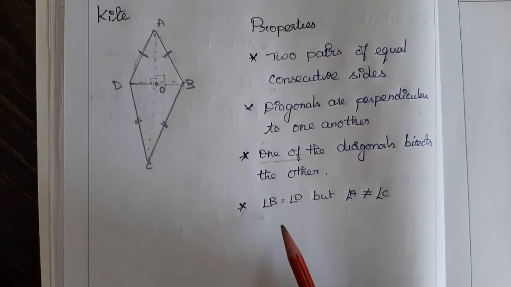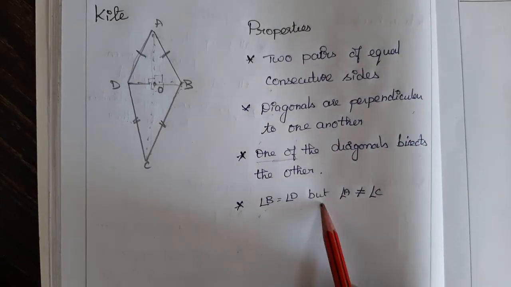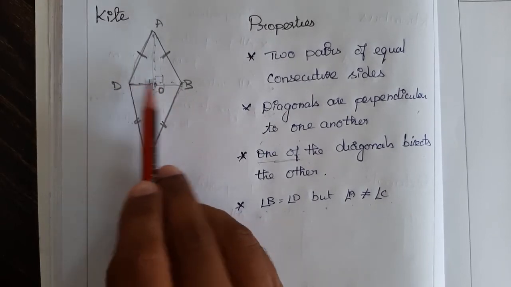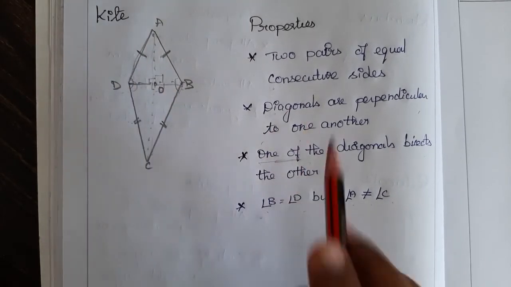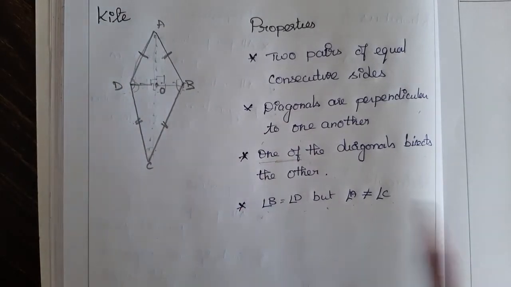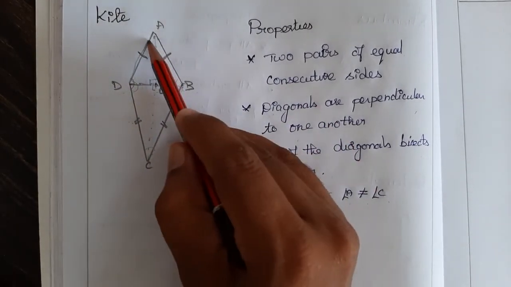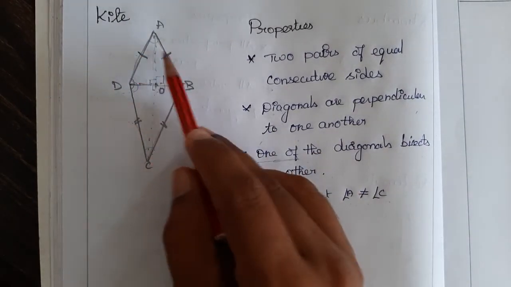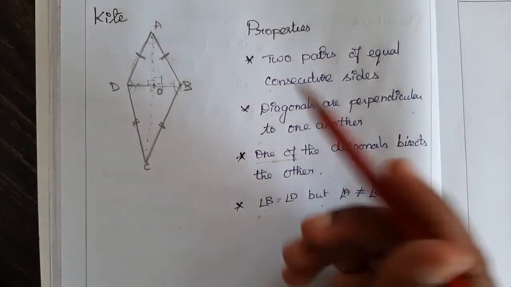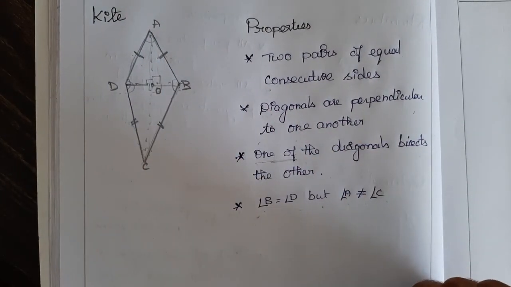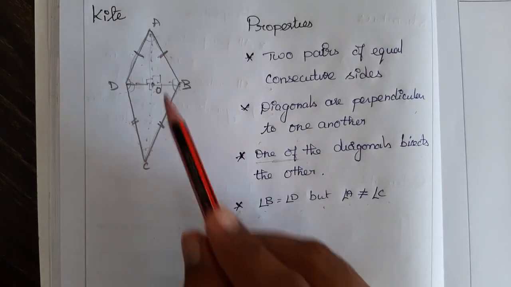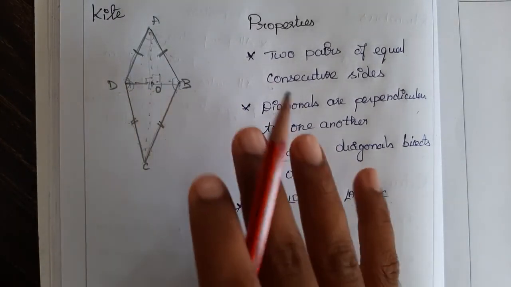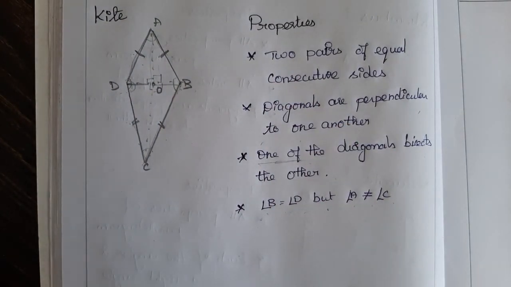So next is about the angles. Angle B is equal to angle D, but angle A is not equal to angle C. I said that angles B and D will be equal, but angle A and angle C are not equal. Since these two sides are different from these two sides, when comparing both pairs it's different, right? So the angles may also vary. That's why angle A and angle C are not equal, and angle B and angle D are equal. Clear? Thank you.